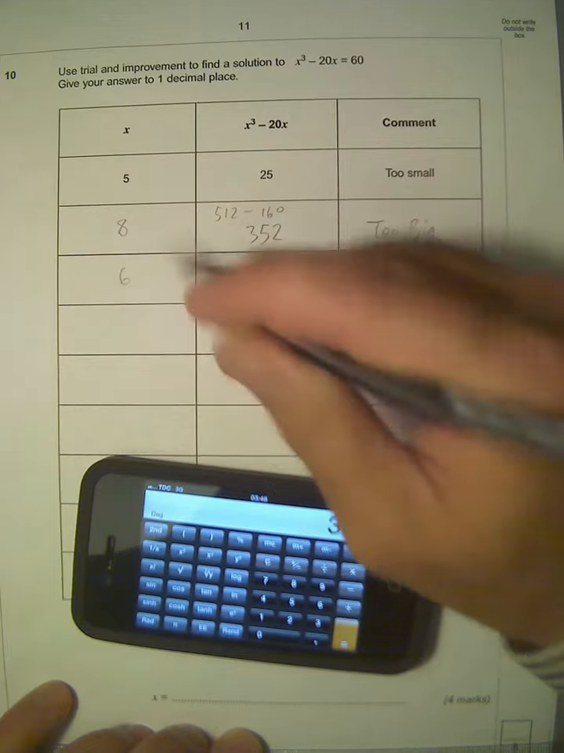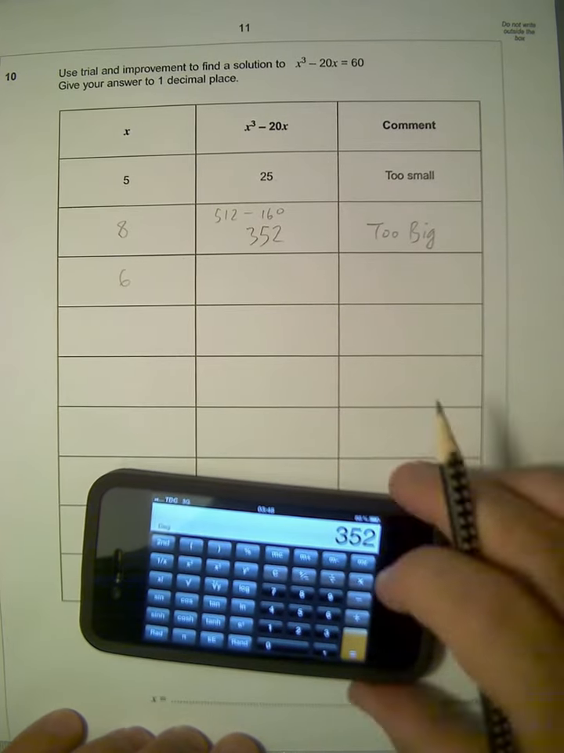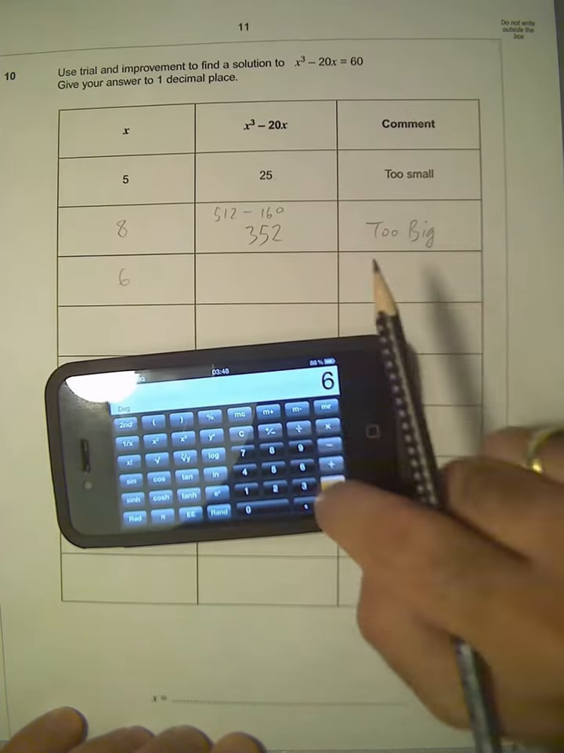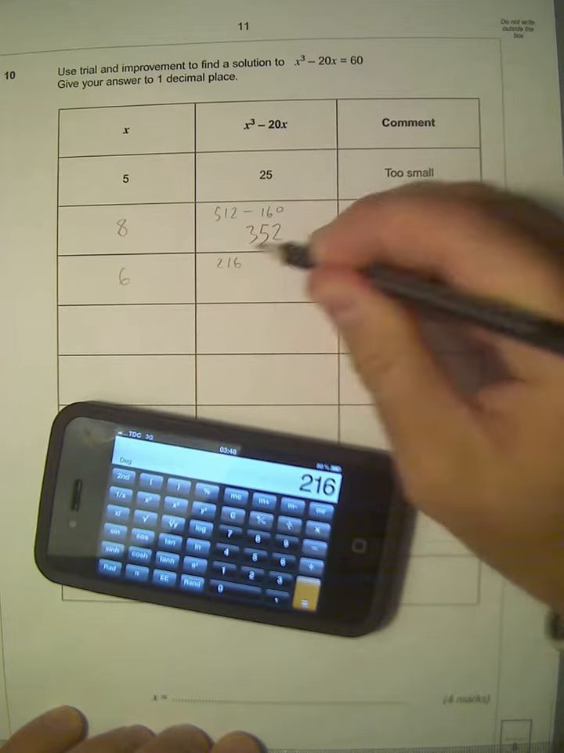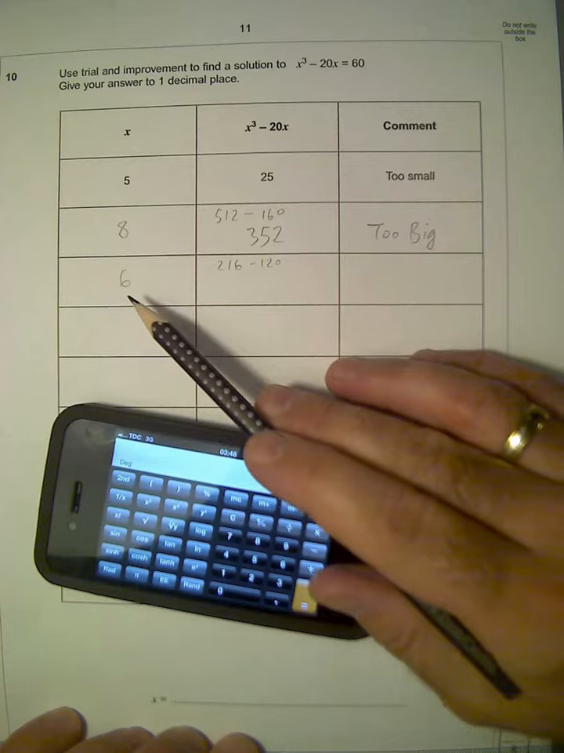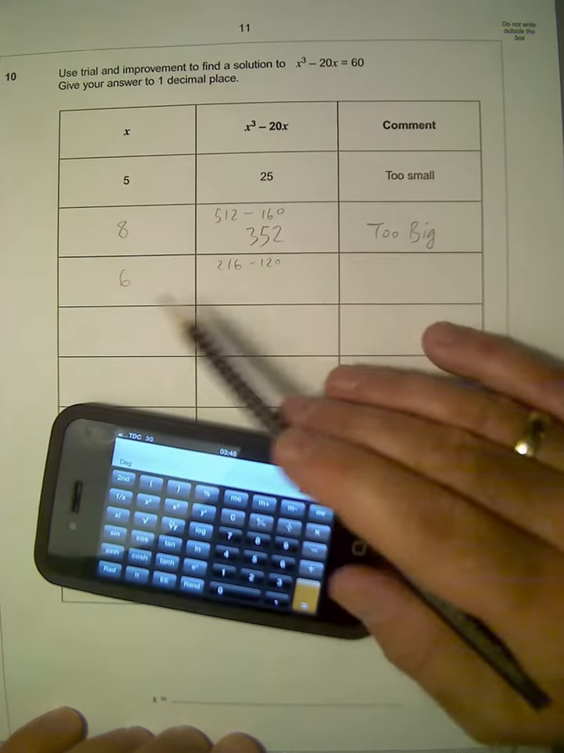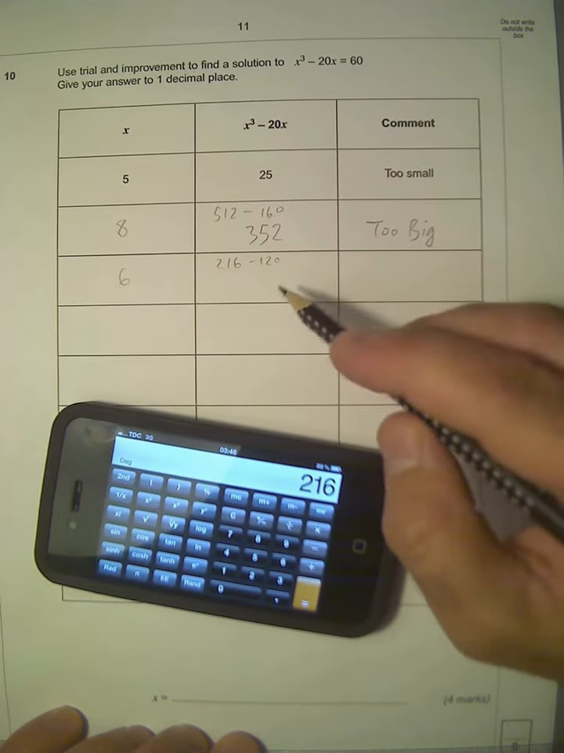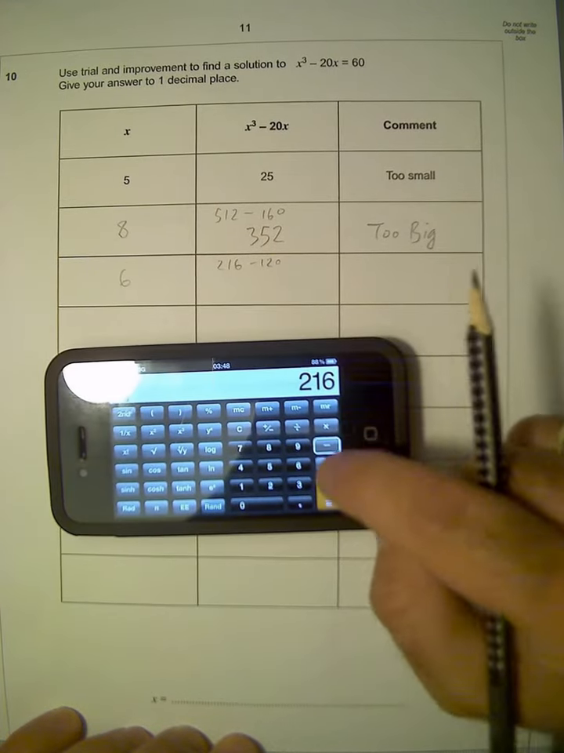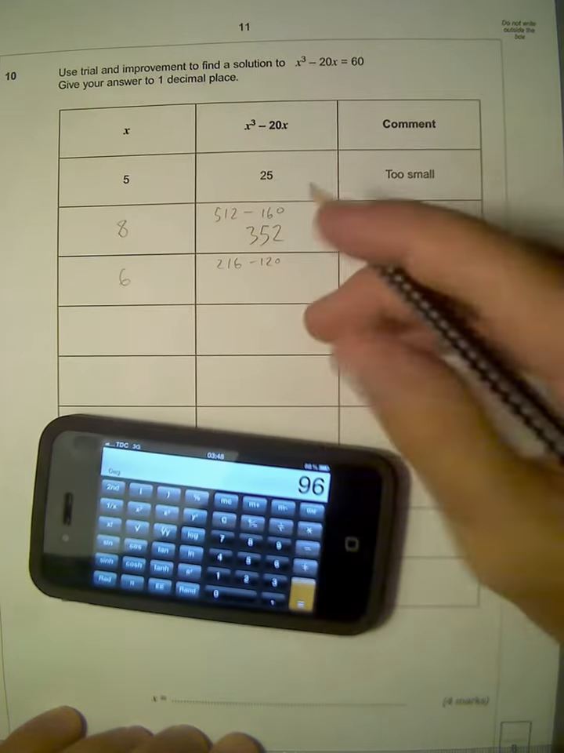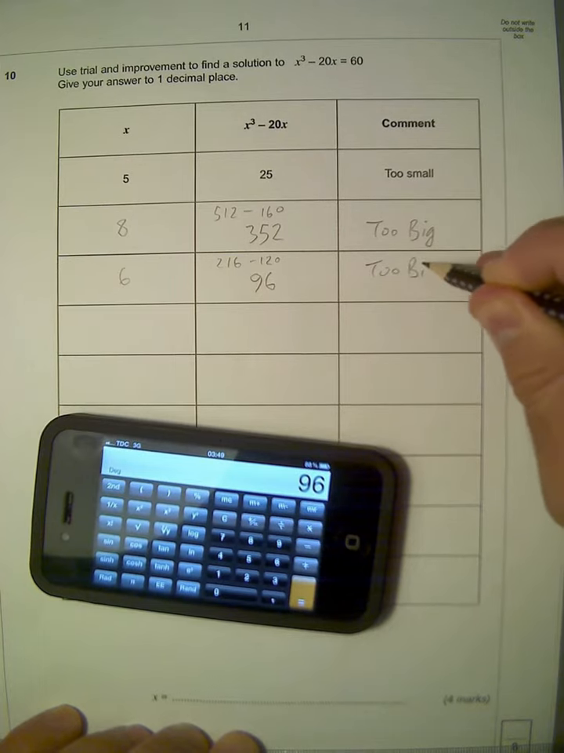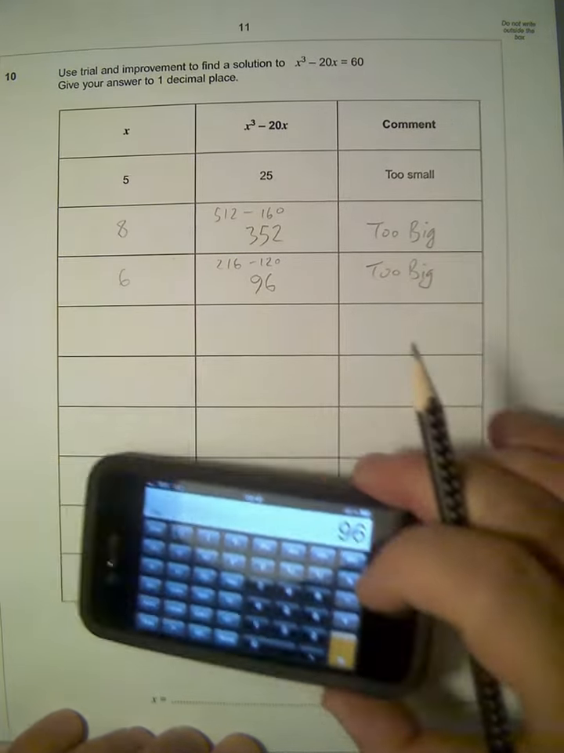So we'll try somewhere in between. How about 6? Okay, so 6 times 6 times 6 is 216, and 20 times 6 is 120. So x cubed minus 20x, if x is 6, will be 216 minus 120. I shouldn't need my calculator for this, but it's very early in the morning. 96. And that's too big still if we're aiming at 60.